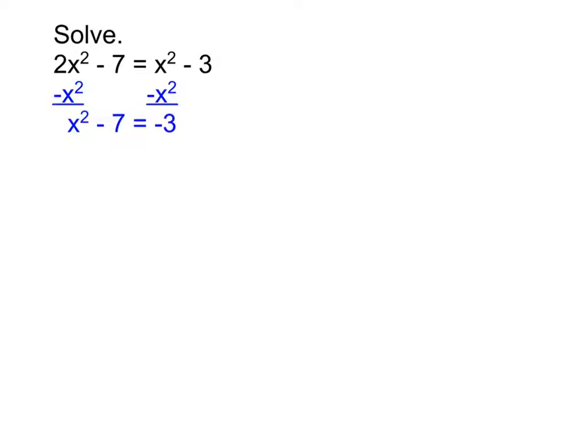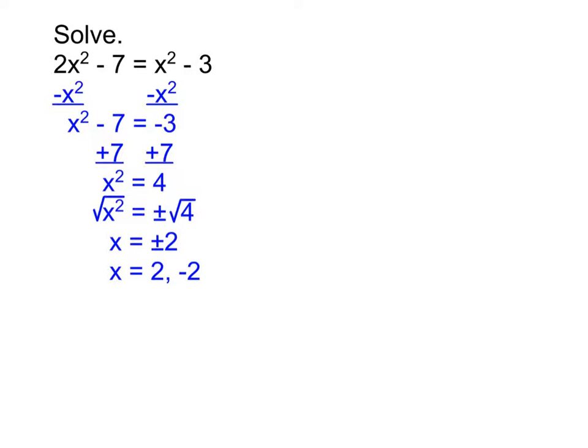All right, so next up, I'm still trying to get the x squared by itself. So go ahead and add the 7 to both sides. When we've done that, now we got x squared equals 4. And then what do we do to both sides? Square root. Yep. And when we do the square root of both sides, we include the plus or minus. So we should end up with a final answer here of x equals 2 and negative 2. Both of those are valid solutions.